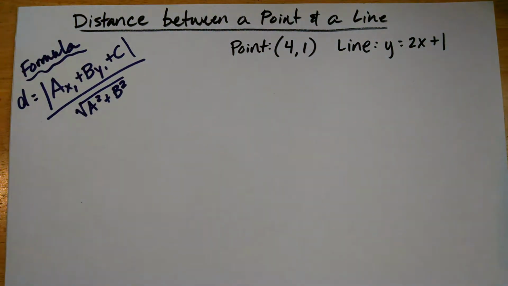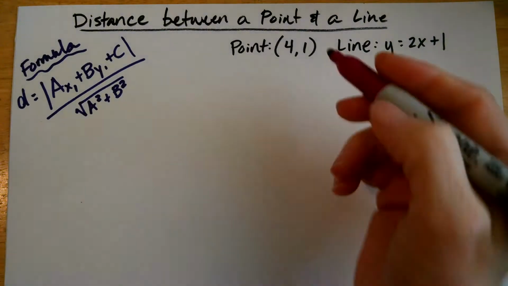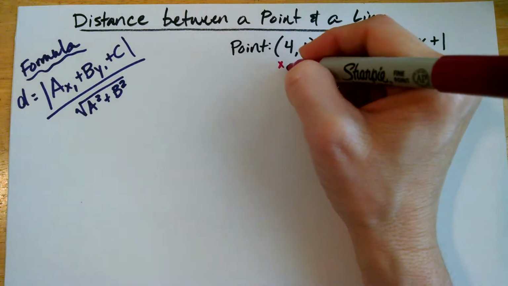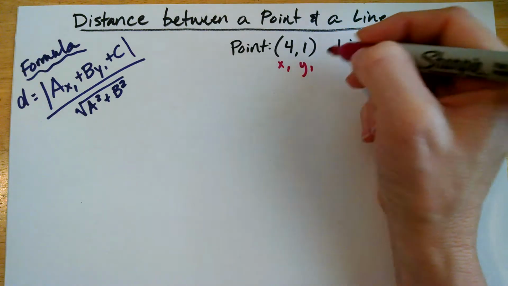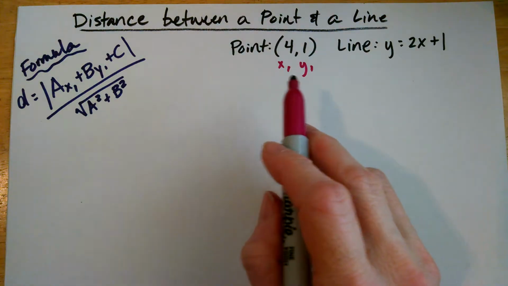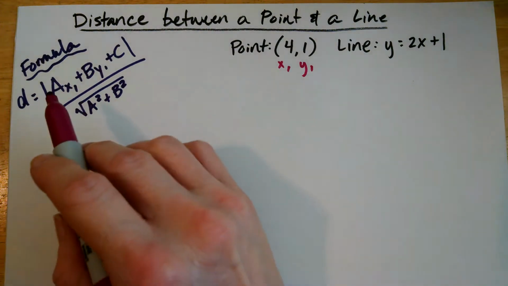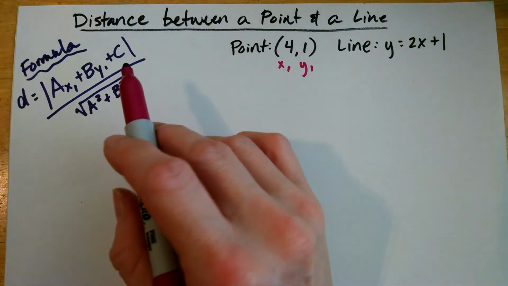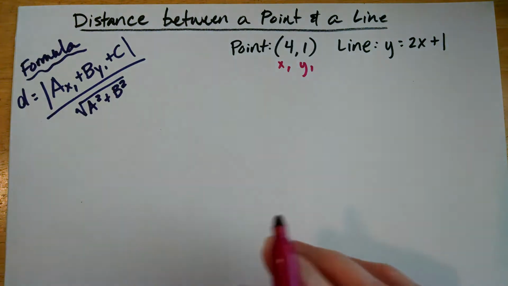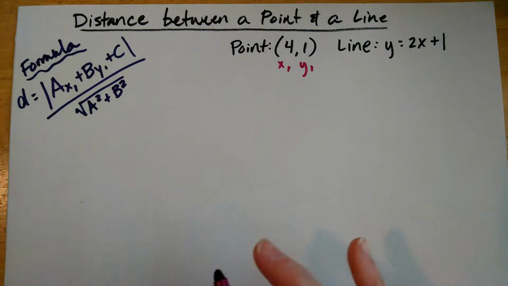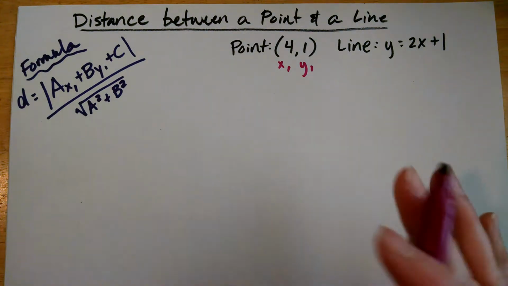So we have our point, that's pretty clear. That's an x and a y, so we're going to call this x1, y1. Do you see where that could correlate over here? Yes, it could. But now we have to figure out what this A, B, and C are. They're capital A, B, and C, so they represent coefficients or constants.